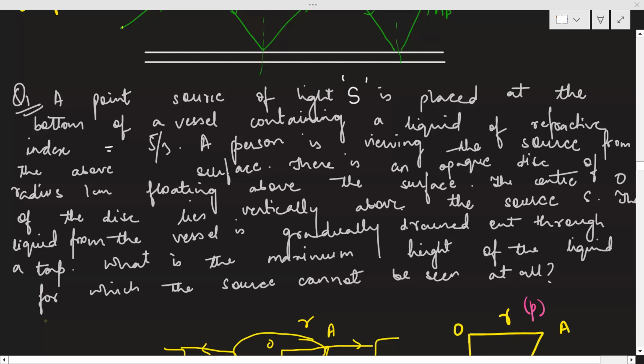Can you read the third last sentence of the question? Liquid from the vessel is gradually drained out through a tap.